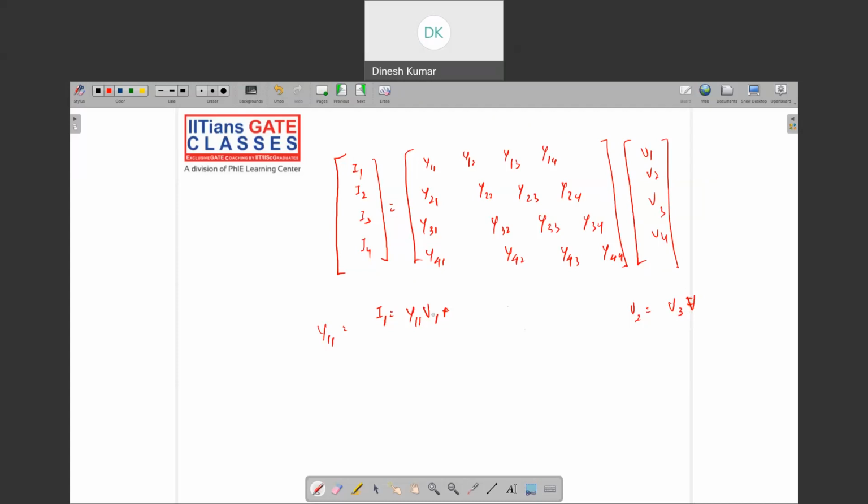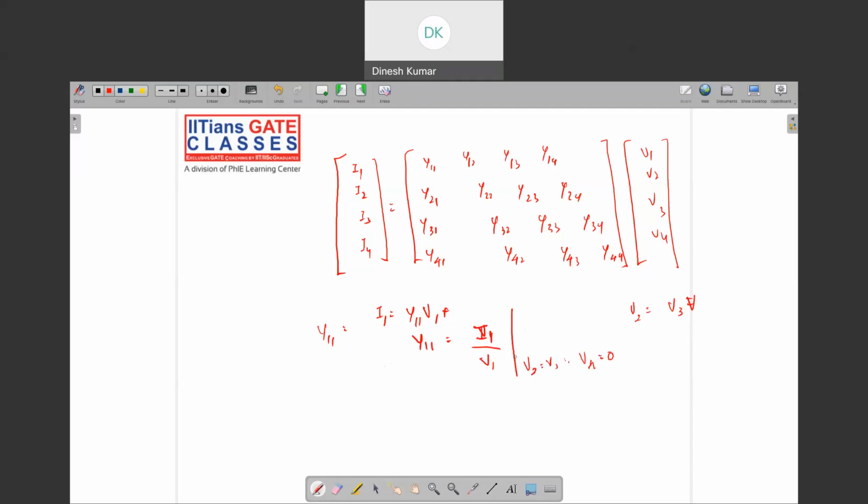So that means if V2, V3, V4 equal to 0, or all other buses are grounded, then we can define Y11 as the current I1 by V1. So if all other buses are grounded, then the ratio of the current flowing through the same bus and the voltage at that particular bus is given by Y11. So Y11 will be equal to I1 by V1, given all other buses, V2 equal to V3 equal to etc. up to Vn equal to 0.